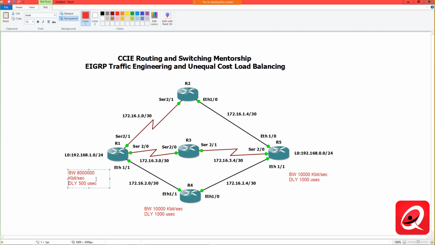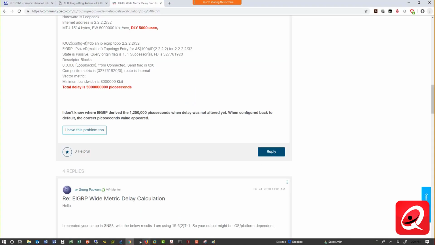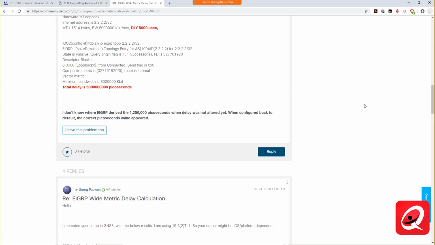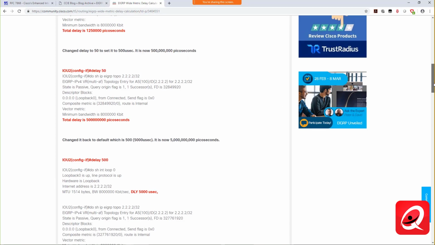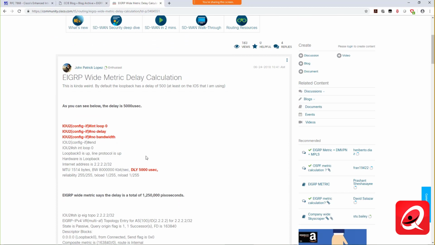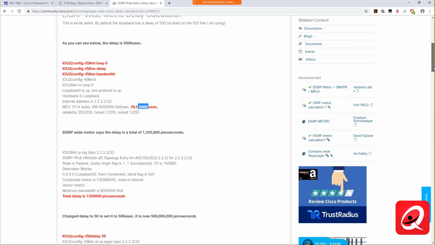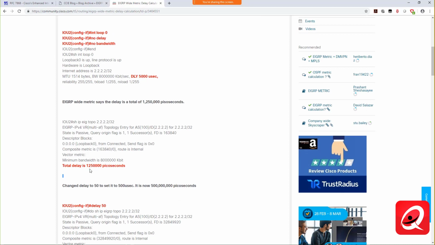For those that weren't here yesterday, we ran into a situation with a loopback. In fact, I think I still have the document here, where the loopback has a delay of 5,000 microseconds, but that was getting calculated into a total delay of 1.25 million picoseconds, which is clearly not the right conversion.